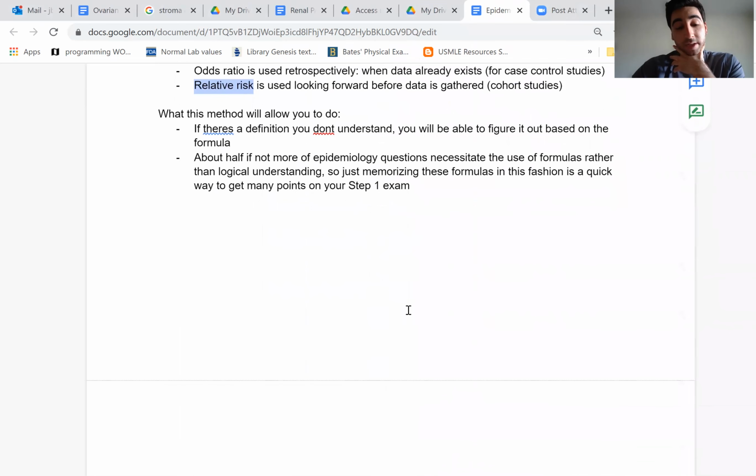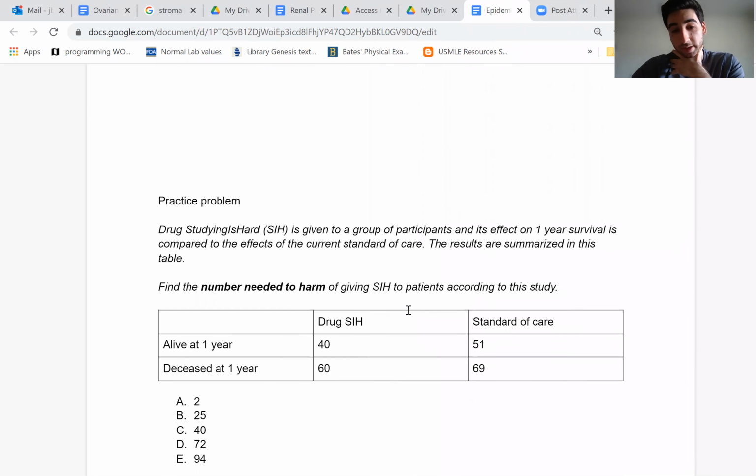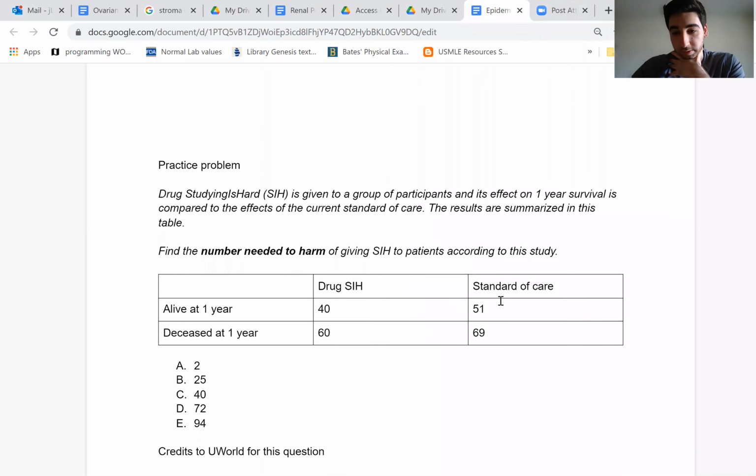So now after this, we're going to do a practice problem. So pause the video and try to solve this problem. And then afterwards, we'll go through it together.